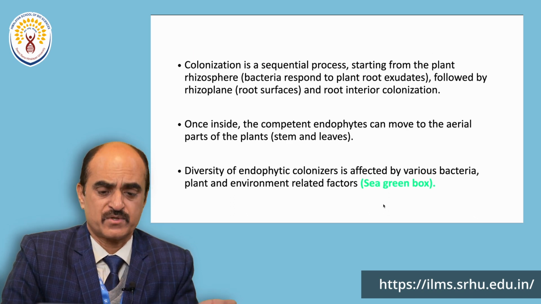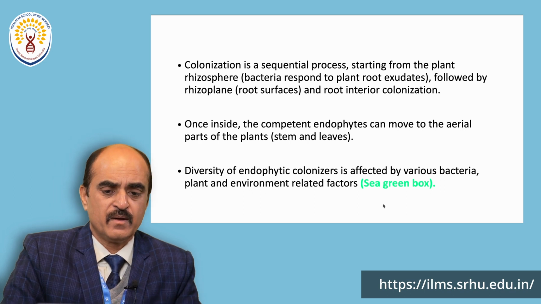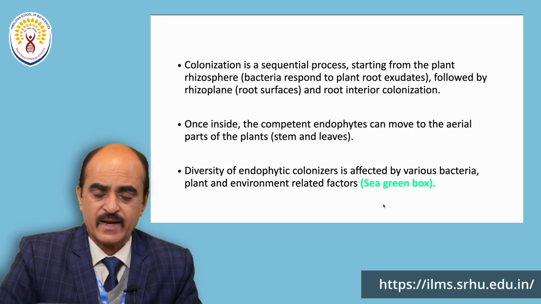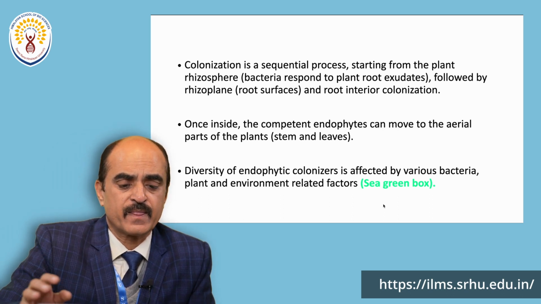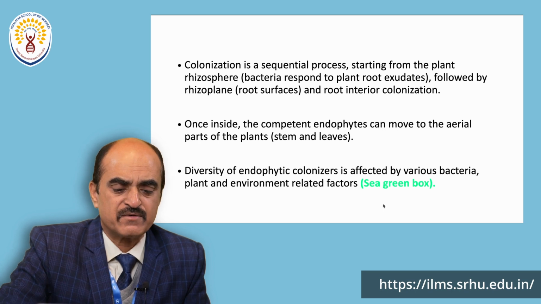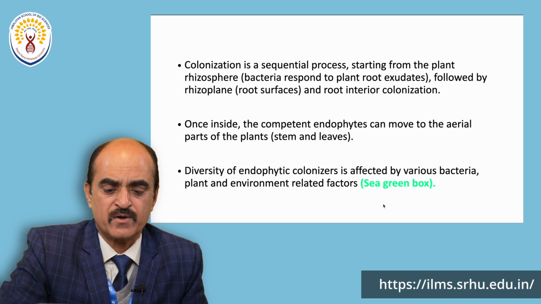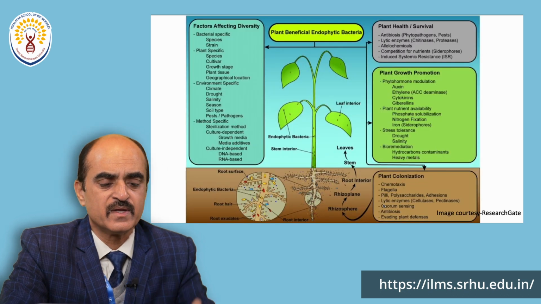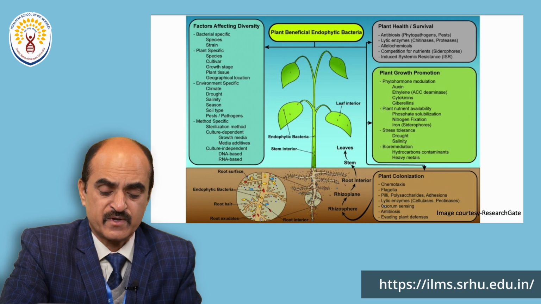Colonization is a sequential process starting from the plant rhizosphere, followed by the rhizoplane, and from the rhizoplane, the attached rhizoplane, then they move inside. Once inside, the competent endophytes can move to the aerial part of the plant. So diversity of endophytic colonizers is affected by various bacteria, plant and environmental related factors. You can see in this sea green box, climatic factors, environmental specific factors, plant specific factors.